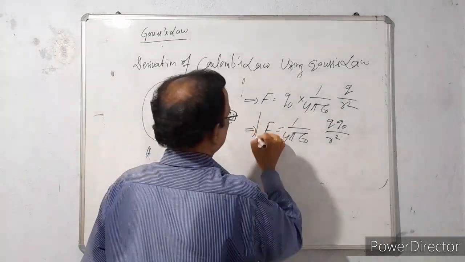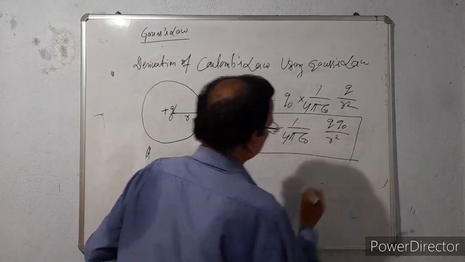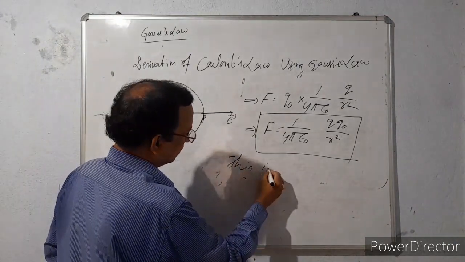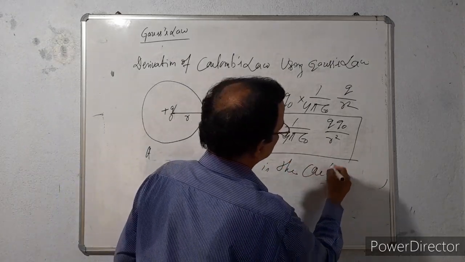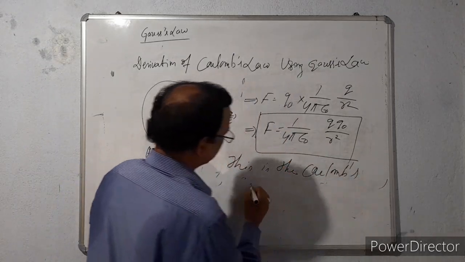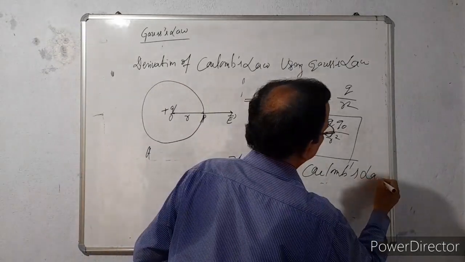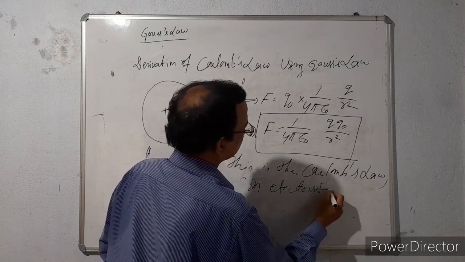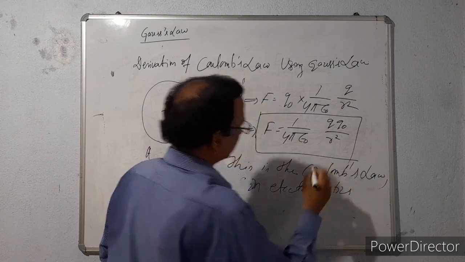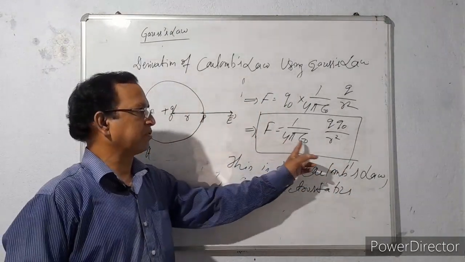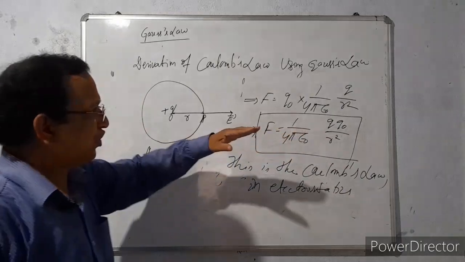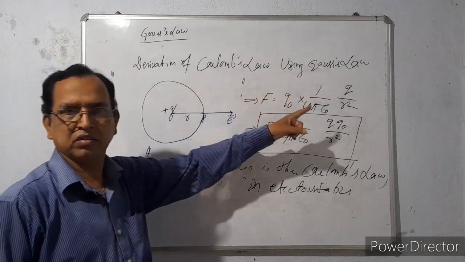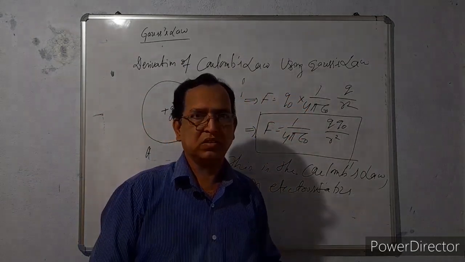This is Coulomb's law in electrostatics. So F is equal to 1 by 4 pi epsilon naught Q Q0 by r square. This is Coulomb's law, which is derived by using Gauss law. That's all. Thank you.